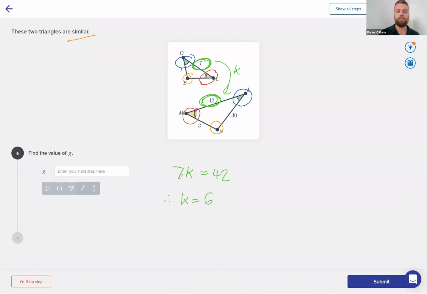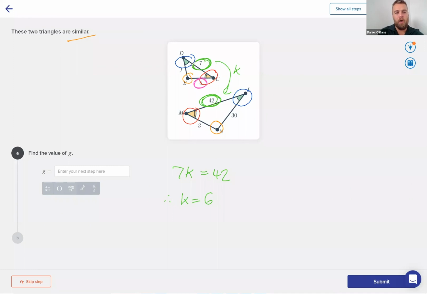No, we can't. I can use it to find f, but not g. Oh no, yes I can. Yes, I can. So actually, I read that wrong. We can. So that means this 5.